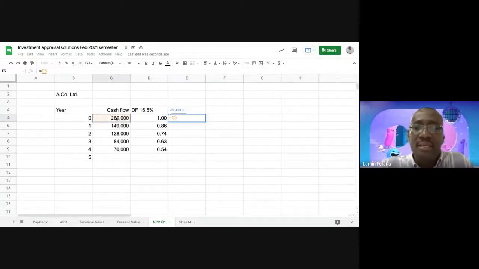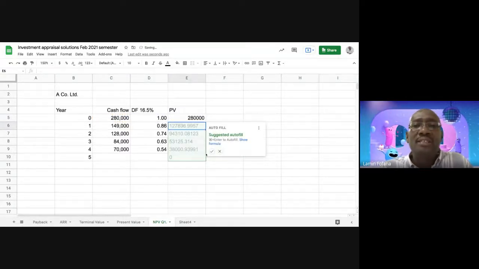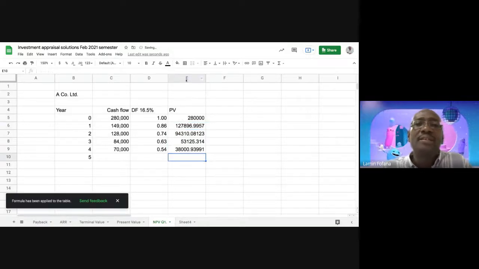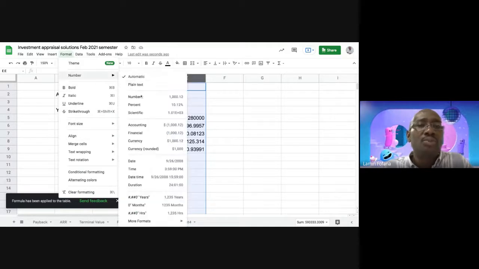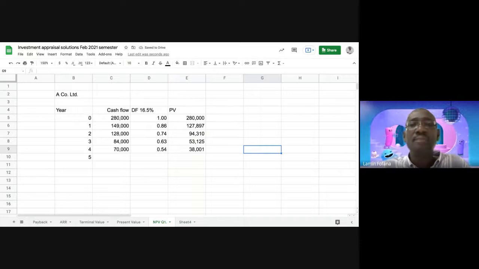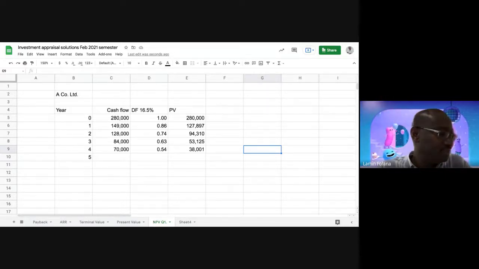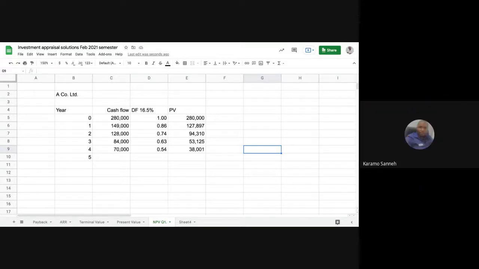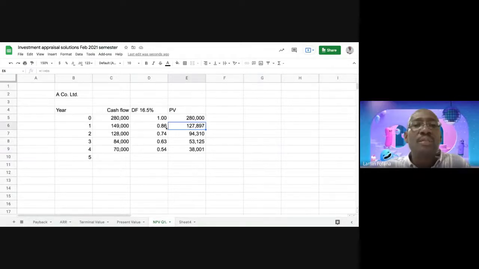Okay? So now let's find the present value of these numbers. So we say equals this multiplied by their discount factor, and it's asking us to replicate. Yes, we're going to replicate. See how fast this is. And I'm going to do my formatting using the financial formatting, but then I'll take it to 0 decimal places. Okay, is that clear, everyone? Yes. Okay, so we're multiplying each and every one of these. We multiply the cash flow by their discount factors so that we can have our present values.